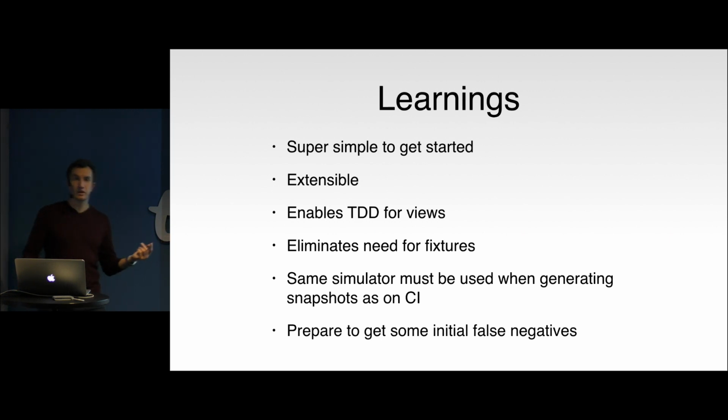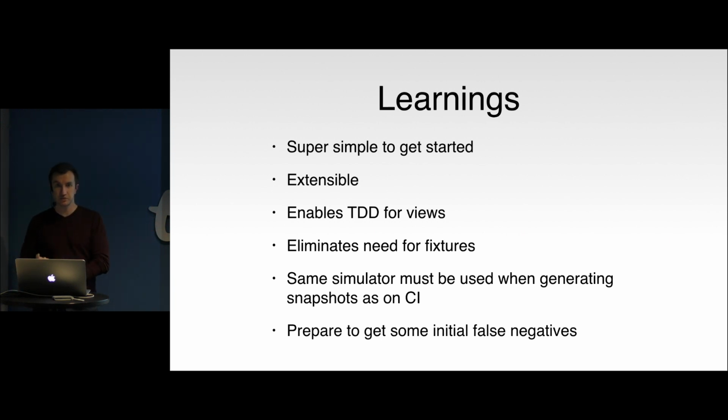It's really extensible. With these different snapshot strategies, there's a blog post out on Point-Free where they make an extension for attributed strings. Basically they create a new snapshot strategy where you can assert matching this attributed string as an image. And then they've implemented the image strategy for the attributed string by just rendering it in a label. So you can do lots of powerful stuff with this. And as mentioned, it enables TDD for views, which is, for me, mind-blowing. It removes the need for fixtures.